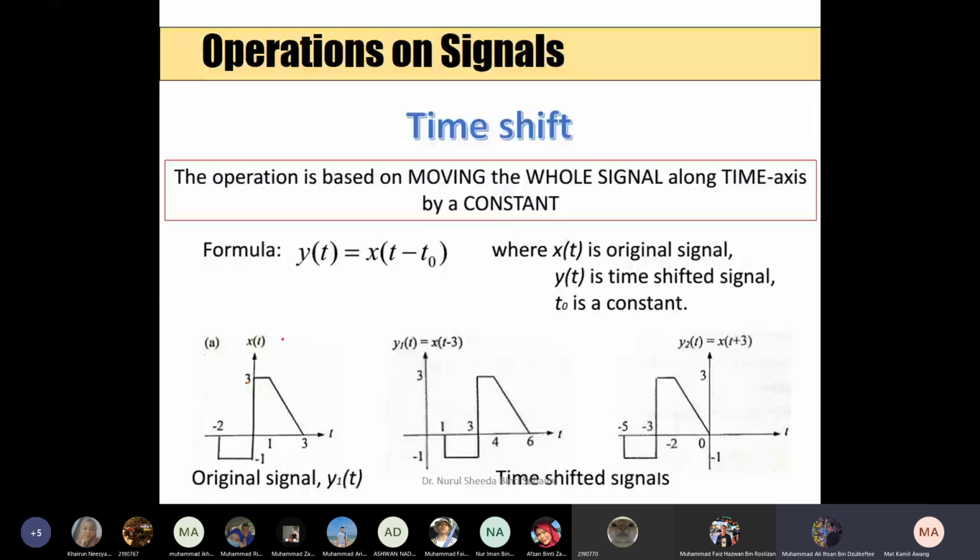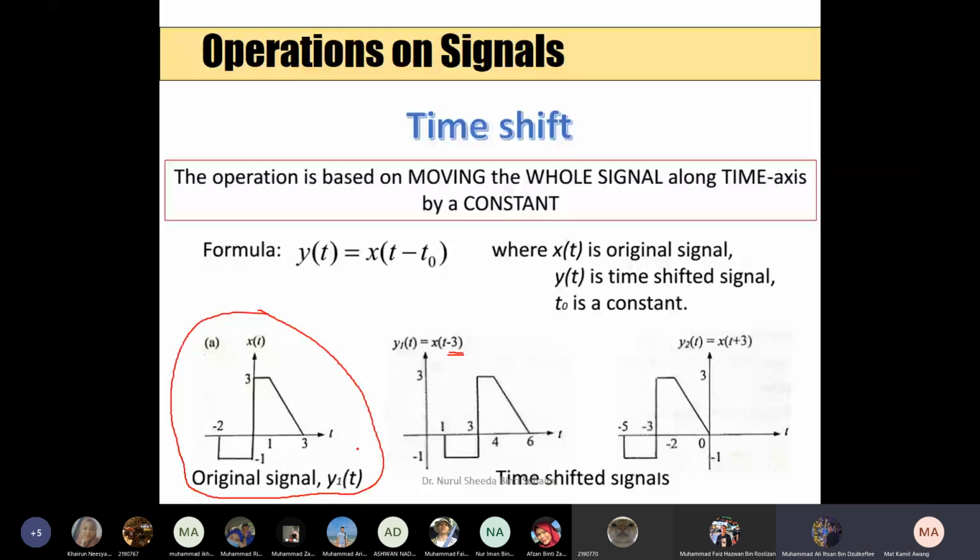Yeah, this is the original signal. Then this is the shift operation. For this example, we shift by 3, t minus 3, by 3 seconds. So we delay by 3 seconds.